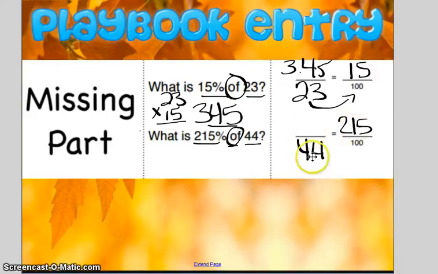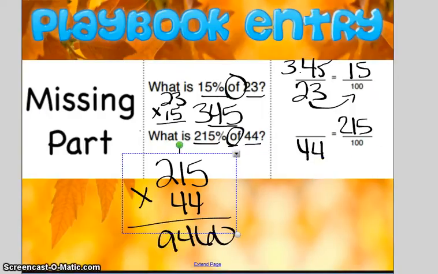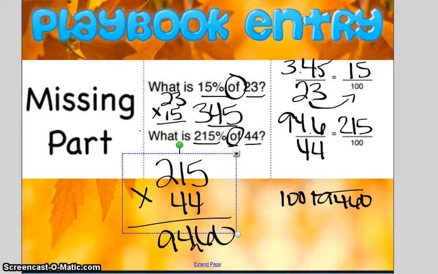Or you take 215 times 44. So you cross multiply. You can take 215 and you can multiply it by 44. You get your answer, and whatever you get, you divide by 100. So when you multiply 215 with 44, you get 9,460. You'll take that answer and you'll divide it by 100, which all that does is it moves the decimal over 2 times, which would give us 94 and 60 hundredths, or 94 and 6 tenths.